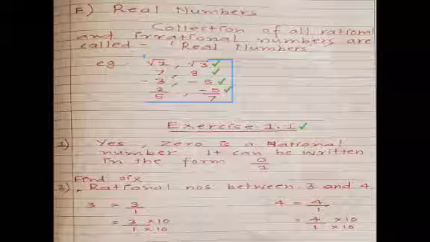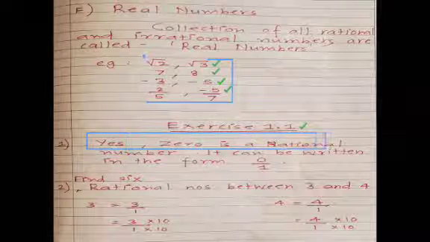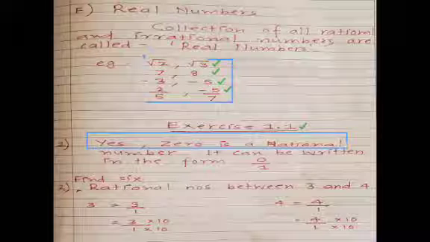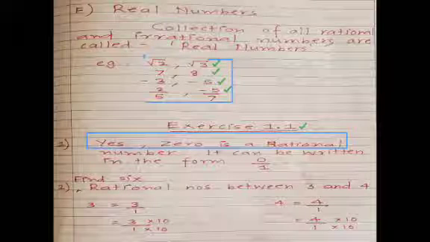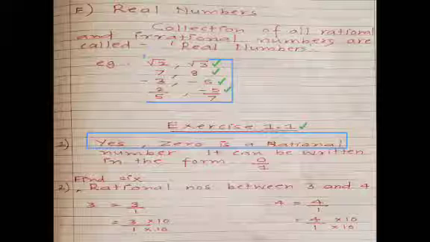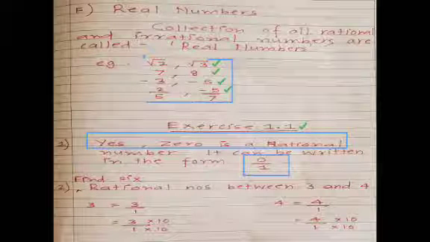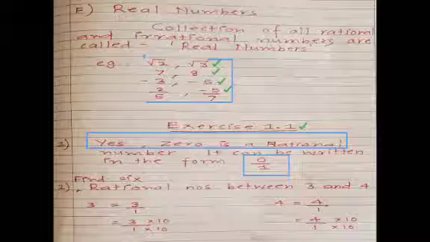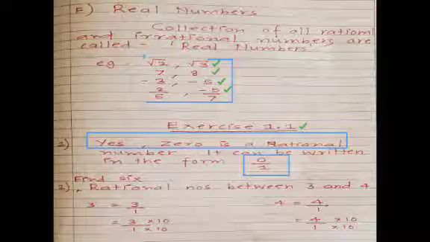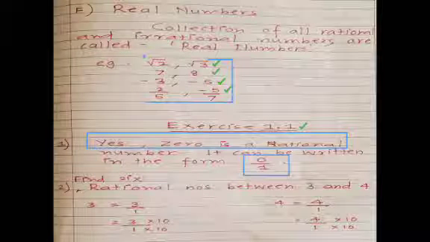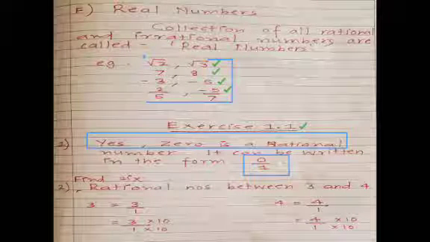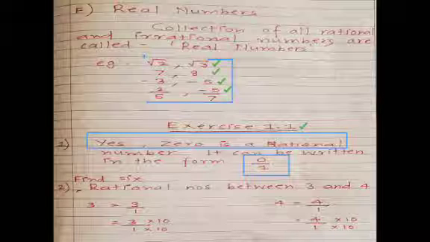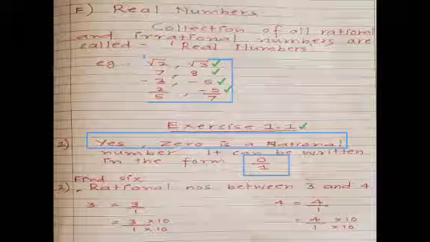Yes, it is a rational number. 0 is a rational number because it can be written in the form of P upon Q, because we know that 0 can be written as, say, 0 upon 1 or 0 upon 2 or 0 upon 3 and so on. You can replace the denominator with any integer except 0. Since this is in the form of P upon Q, wherein P and Q are integers and Q is not equal to 0, I can conclude that 0 is a rational number.